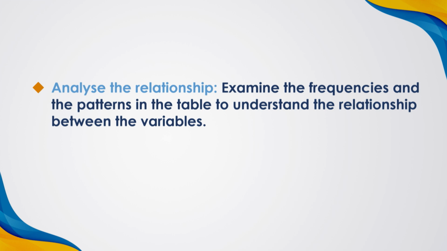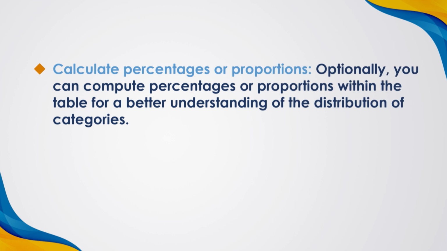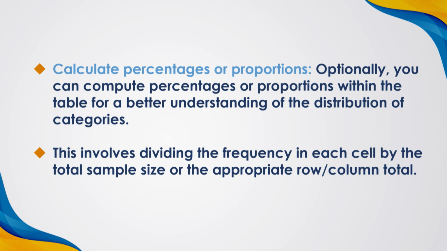And also analyze the relationship between the two different variables. Let us examine how they are related through the frequencies and patterns in the table to understand the relationship between the variables. Then look for the associations, dependencies or patterns that emerge from the data. Also, if you want, you can calculate the percentages or proportions, such as row percentage and column percentage. Optionally, you can compute these within the table for better understanding of the distribution of categories. This involves dividing the frequency in each cell by the total sample size or the appropriate row or column total.